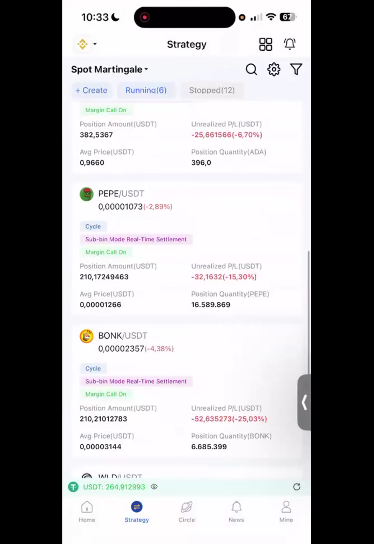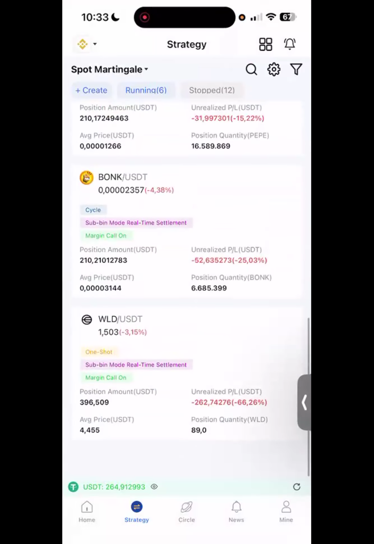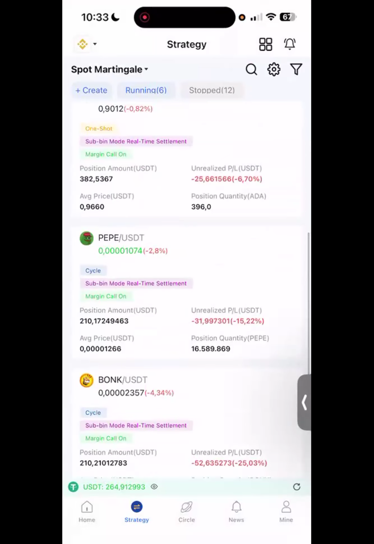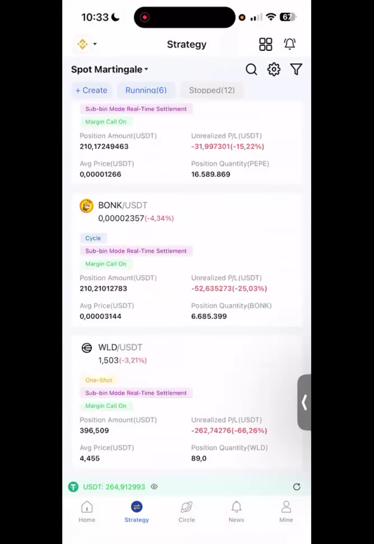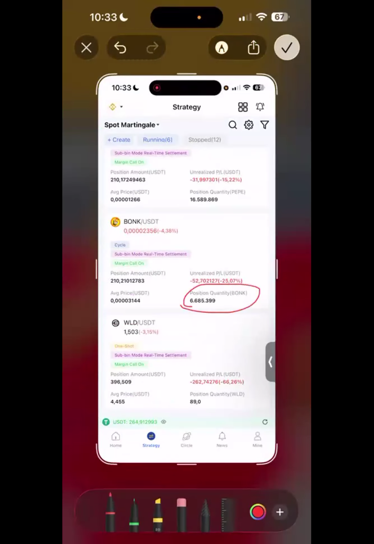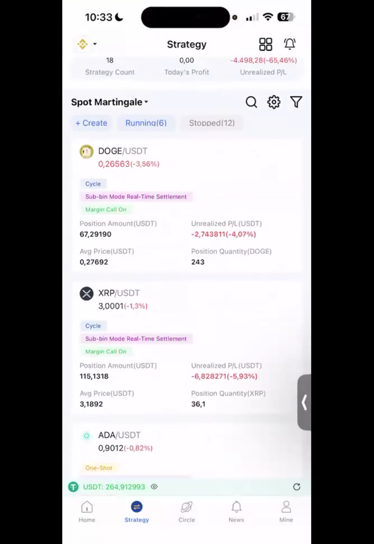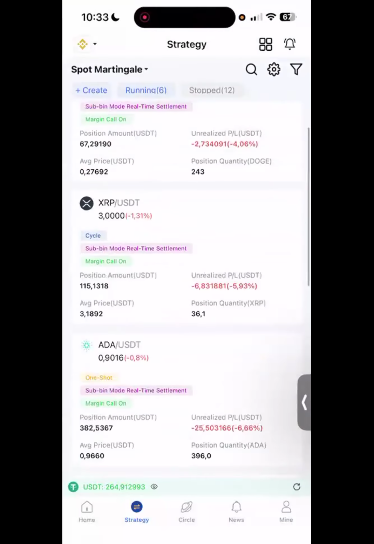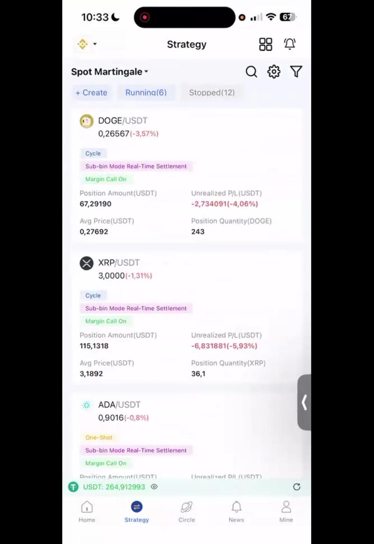Now, when I scroll down or I scroll through it, you'll be able to see the coins that are in trade. Cycle means they are on auto. It means after it has sold all the quantity that it has bought, it will quickly rebuy again. That is why you see cycle here. Now let us analyze one, maybe Doge.